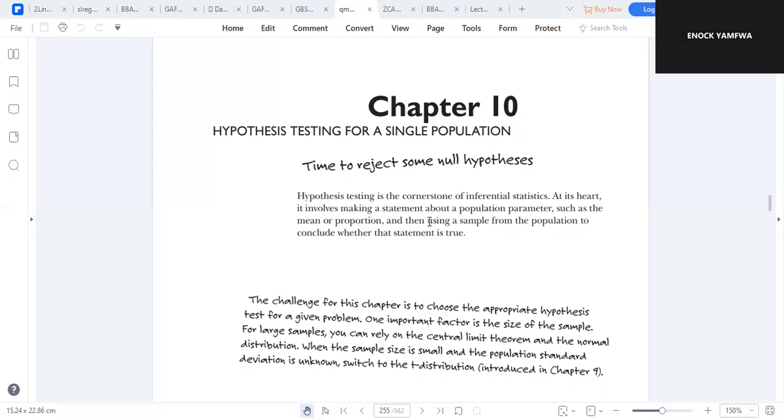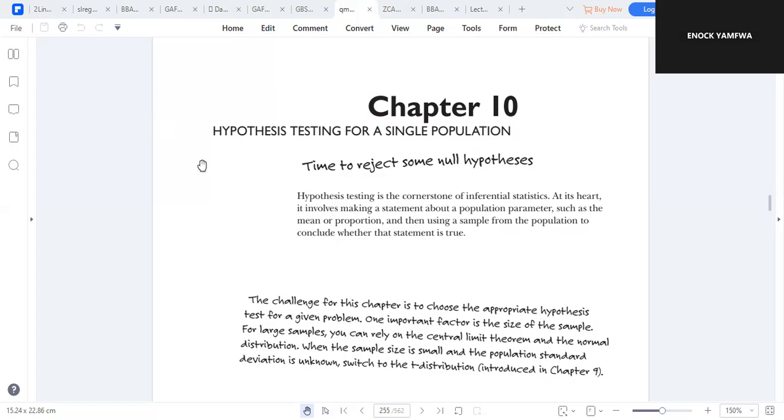Our session today will look at hypothesis testing. Hypothesis testing is actually the cornerstone of inferential statistics. It involves us making statements about the population parameters, like the mean or the proportion, then using a sample from the population to conclude whether that statement is true.